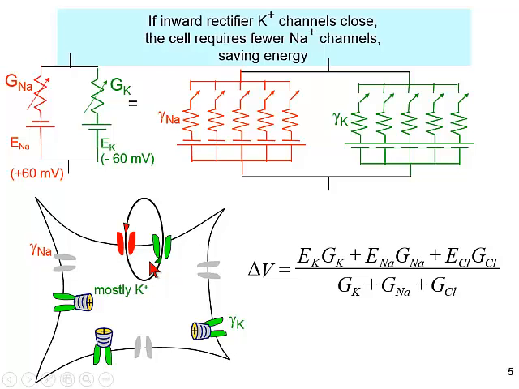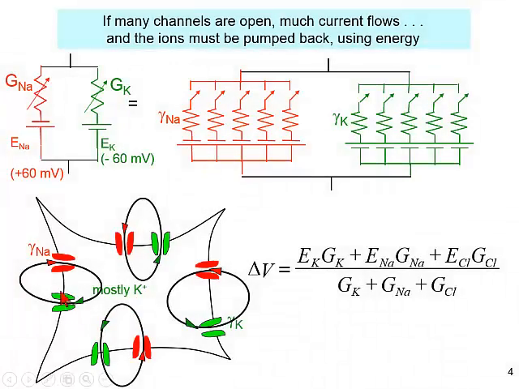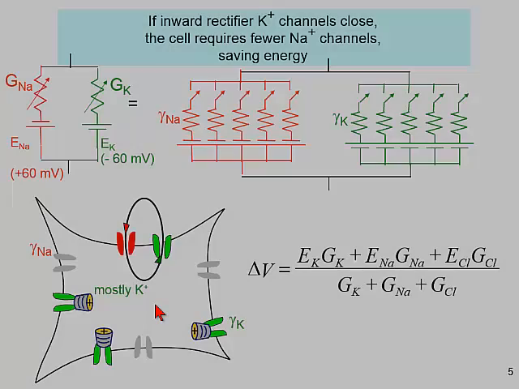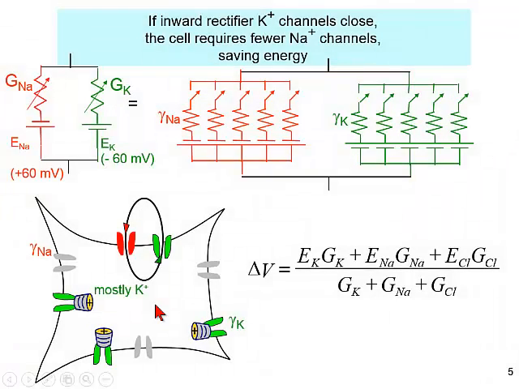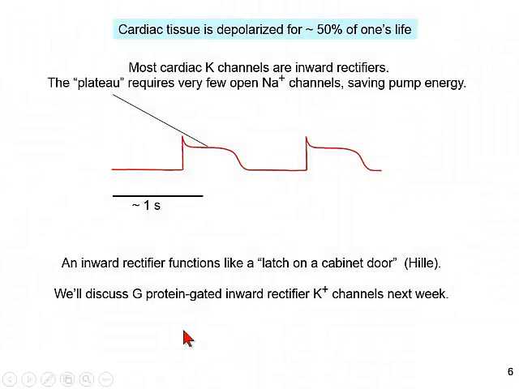So, as a result, we have the potassium channels open at rest to make a robust resting potential, but then we want to depolarize the cell to fire a spike and use as little energy as possible. The inwardly rectifying potassium channels accomplish this. So, as an example, cardiac tissue, as we've mentioned before in this course, is actually depolarized for 50% of one's life.